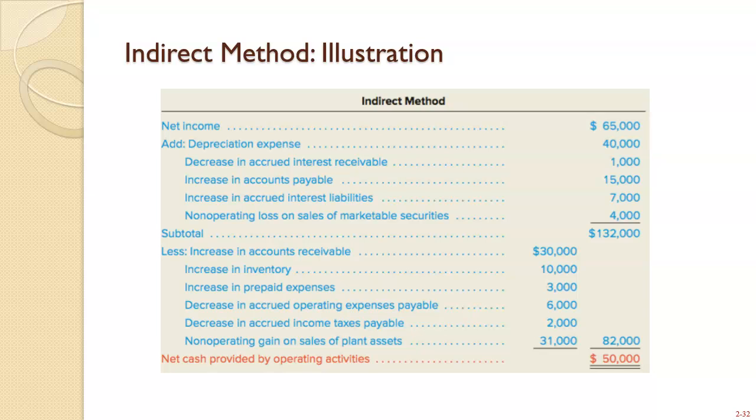Okay. So indirect method, once again, you're starting with net income. You're either adding or subtracting out non-cash income statement items, or you are adding or subtracting the difference of balance sheet items. All these other ones are balance sheet items.